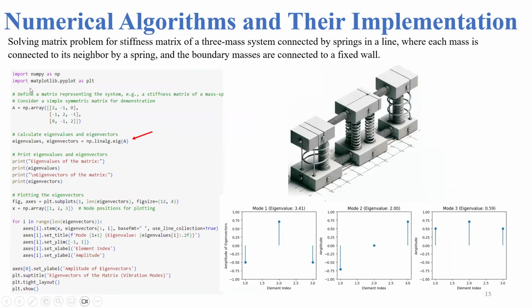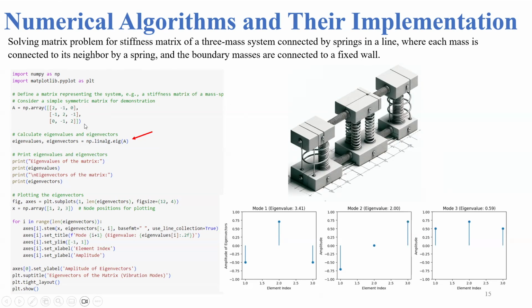Now moving on to another problem which involves a matrix. So you'll use the NumPy linalg, or linear algebra, library. Suppose we have a symmetric matrix, a stiffness matrix of a 3-mass system. This is the 3-mass system you can see on your right, which are connected by springs, where each mass is connected to its neighbor by a spring with a spring constant, and the boundary masses are connected to a fixed wall.